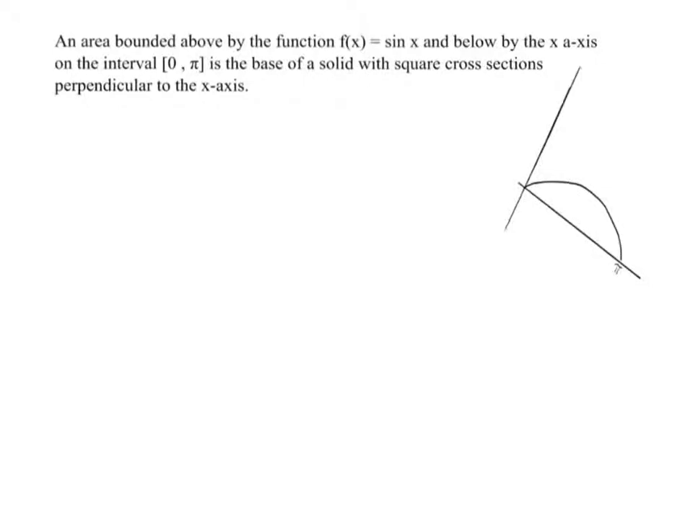Alright, I want to do another video with a little more practice on cross sections. So an area bounded above by the function sine x, below by the x-axis, on the interval from 0 to pi, is the base of a solid with square cross sections perpendicular to the x-axis. So let me do my best to draw that. We've got these squares coming up kind of off the page, or off your screen, I guess, like that.